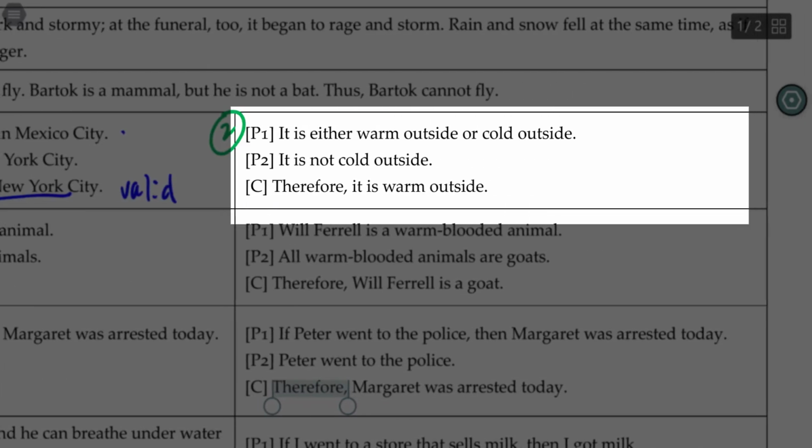Next, it is either warm outside or cold outside. That's premise 1. Premise 2, it is not cold outside. Conclusion, therefore it is warm outside. This is also valid, and it's valid because if these premises are true, then this conclusion has to be true.